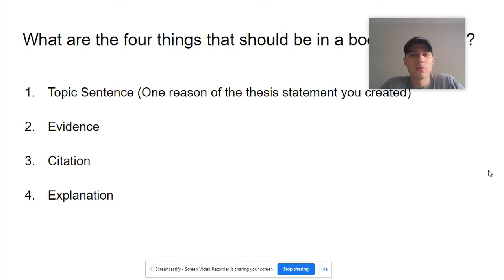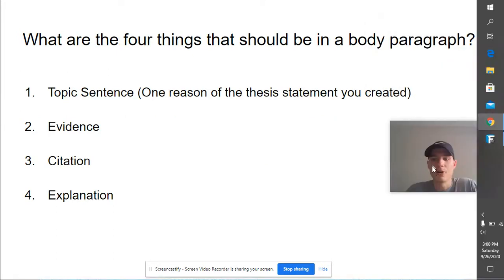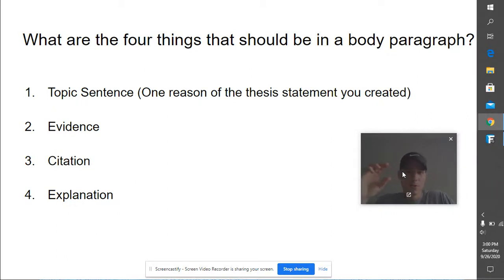And then what are the four things that should be in a body paragraph? You have your intro paragraph, and the last sentence of that is going to be your thesis statement. You have three body paragraphs and then an outro or a conclusion paragraph. These three body paragraphs are going to consist of these four things. A topic sentence, one of the reasons in your thesis statement that you created. So my thesis statement would be Mr. Rizzio is the best teacher ever because blank, blank, blank.